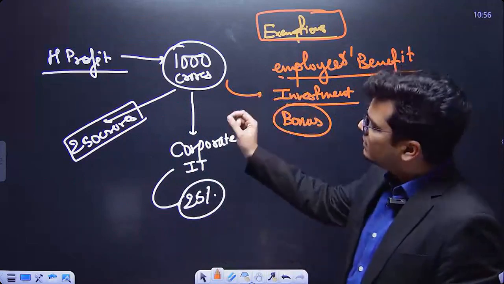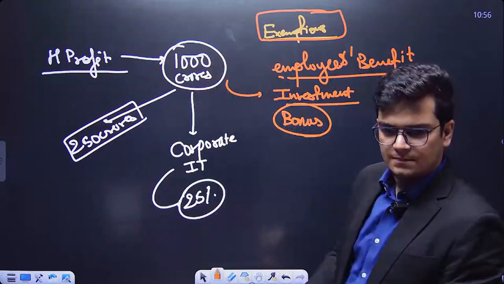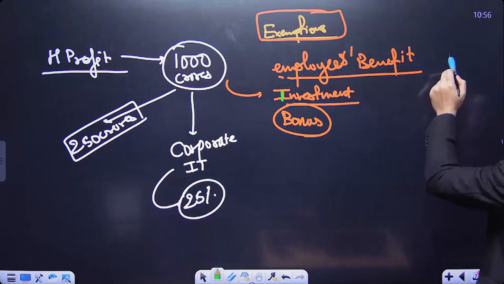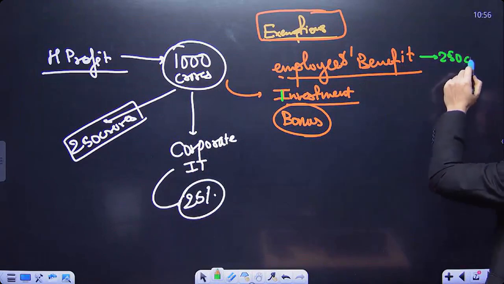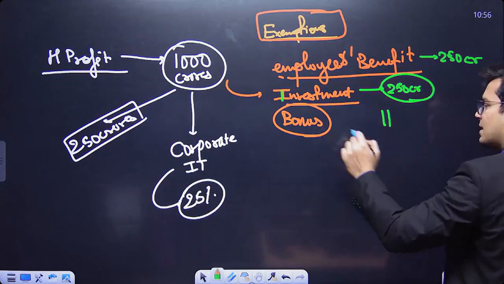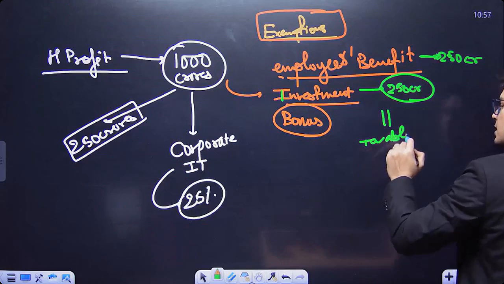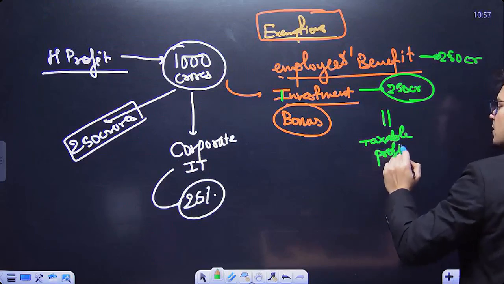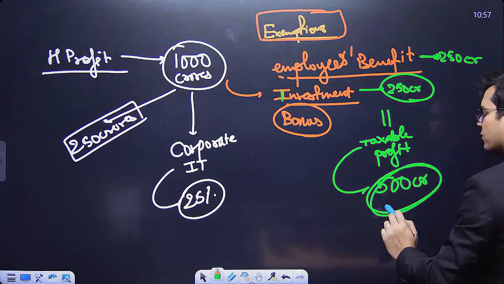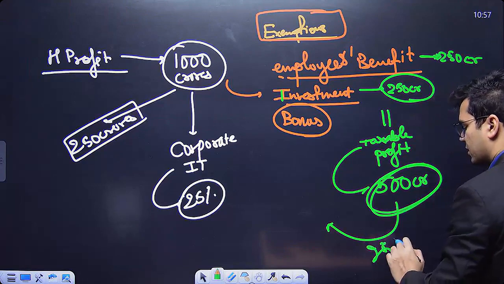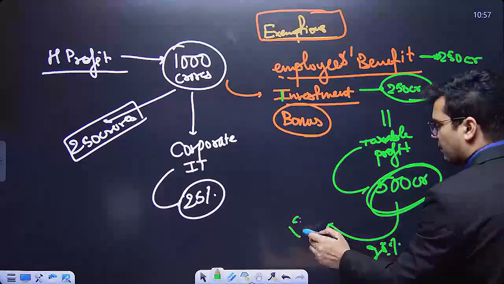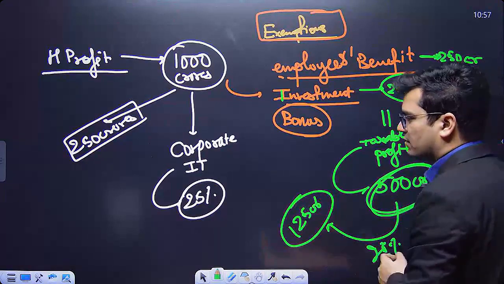Now, Haldiram says that my profit was 1000 crores. I have spent on employees benefit a total of 250 crores. On investment, I have spent a total of 250 crores. And now my taxable profit, like taxable income, is rupees 500 crores. Out of this 500 crores, 25% is my taxation rate. So at a 25% taxation rate, it becomes 125 crores.